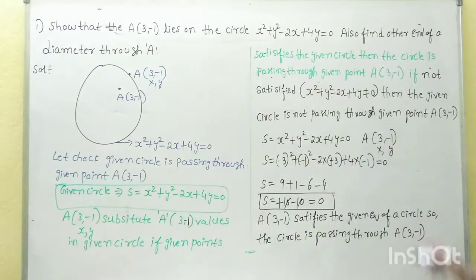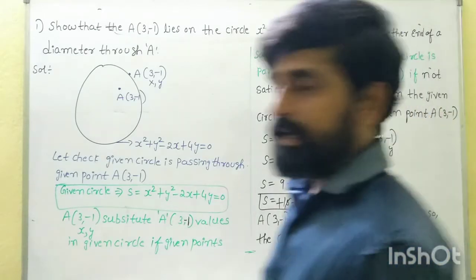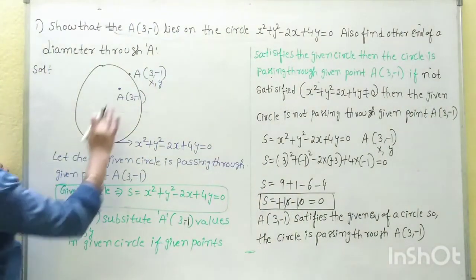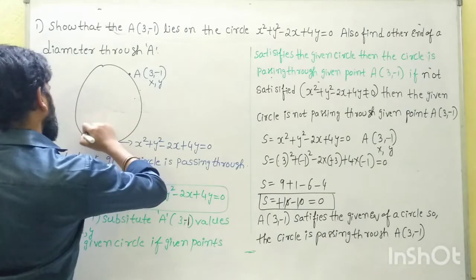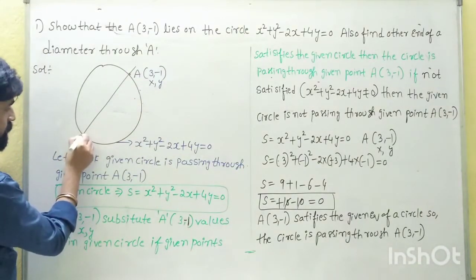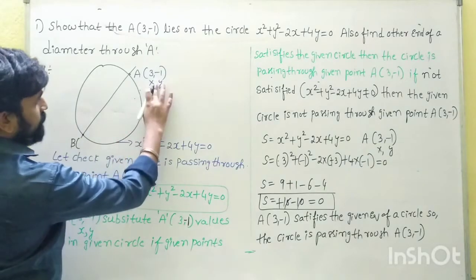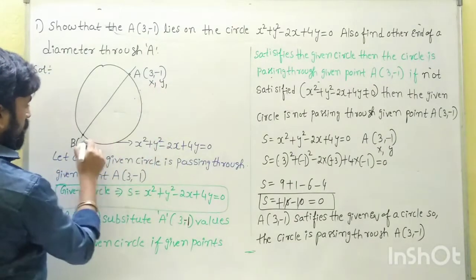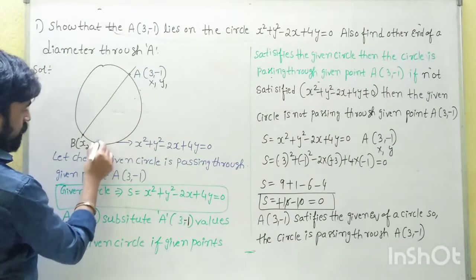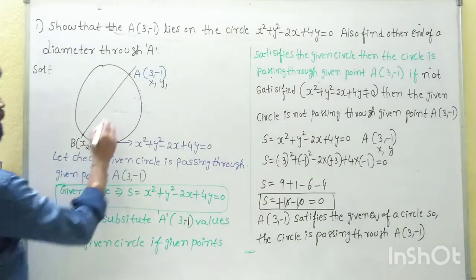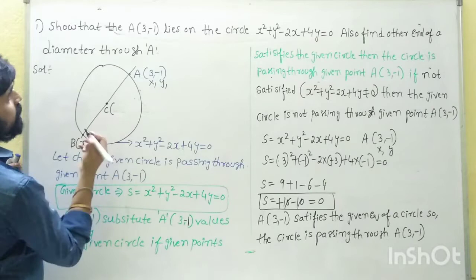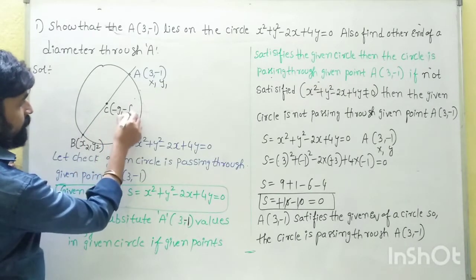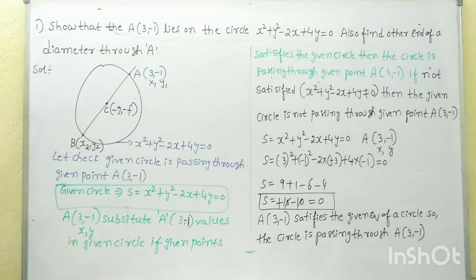Then what do they ask? Also find the other end of a diameter through A. Now, A is here, and through this is the diameter. This is the next point B. If A is taken as x1, y1, the next point is x2, y2. How can we find B? The center C is nothing but minus G comma minus F. So C is the midpoint of A and B.